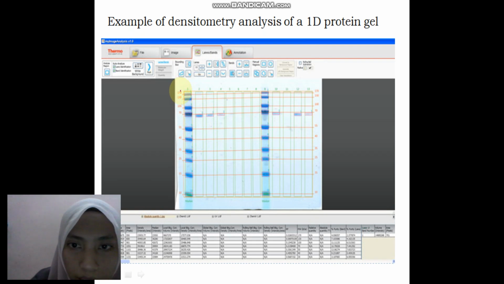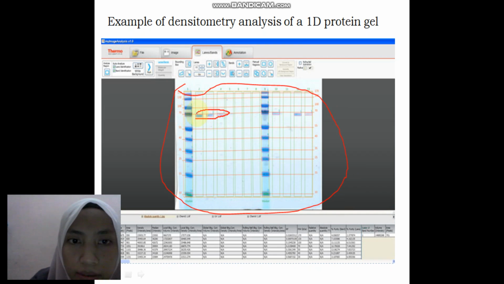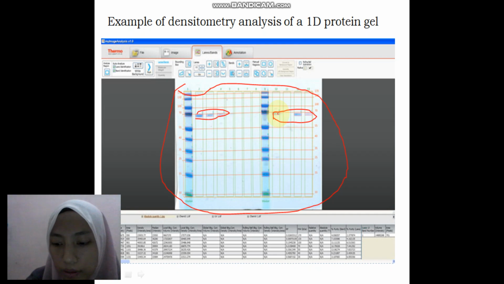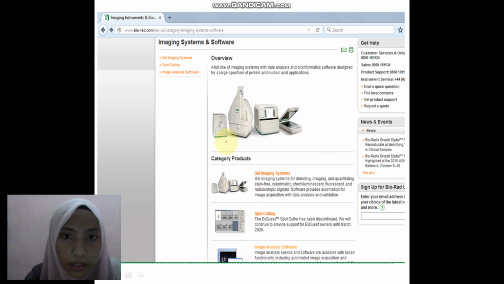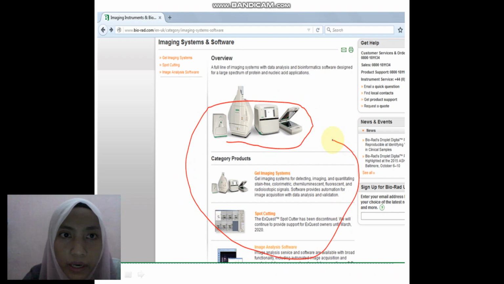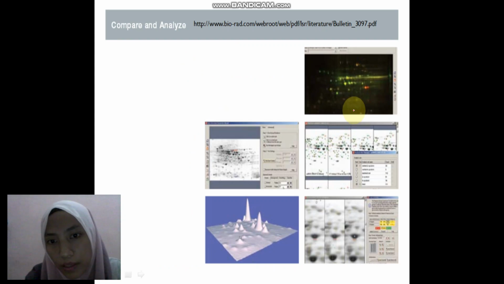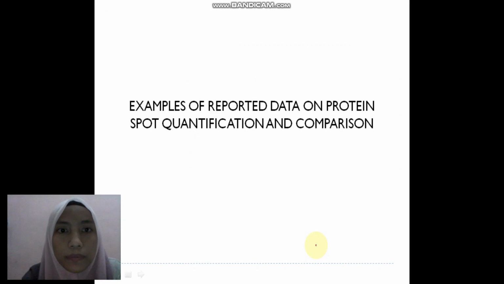if let's say you have your gel, and the densitometer came out as a figure like this, it helps you to calculate each of the bands that appear in the figure that you took. Okay, so for imaging systems, you have several types right here, and you can go online and find the software and imaging system, and basically they help you to compare and help quantitate the amount of protein you have.